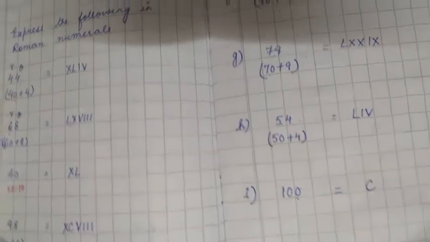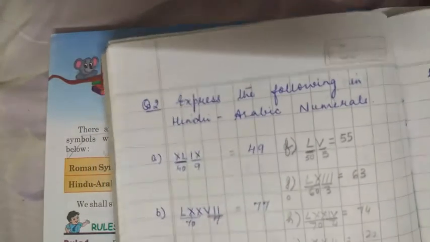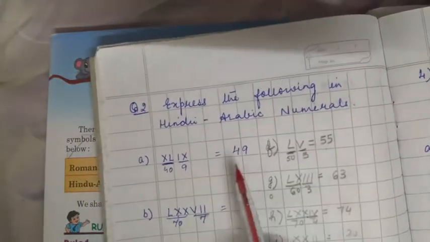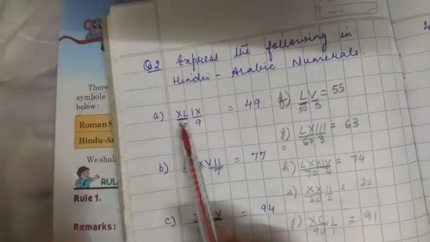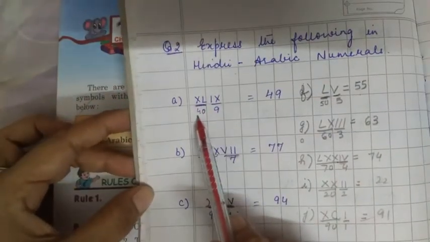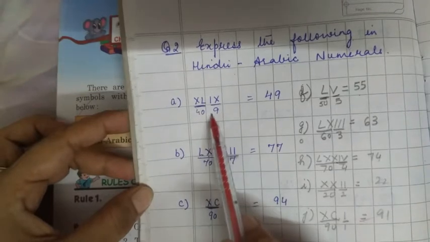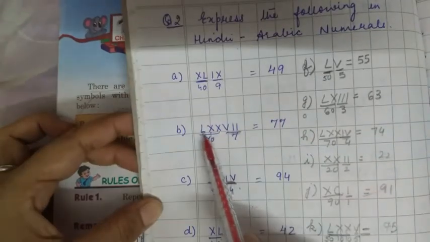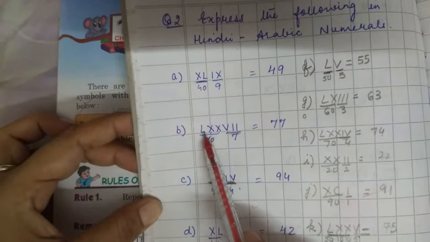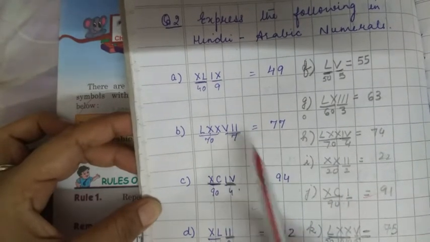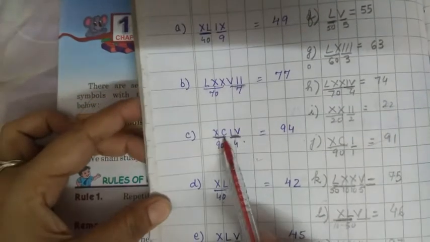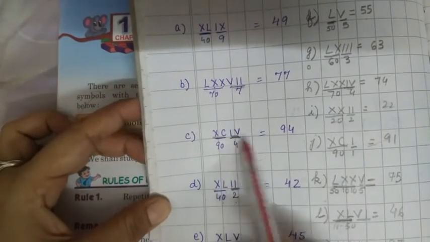Now the next is, they have given us the Roman numeral and we have to write it in Hindu-Arabic. The first question is XL. XL means 40. This is 40 and 9, 49. Now the next, 50, 60, 70, and this is 77. Now 100 minus 10, 90, and 4, 94.